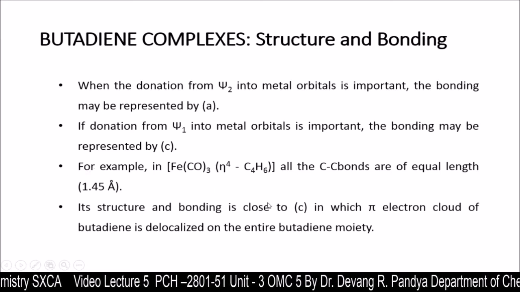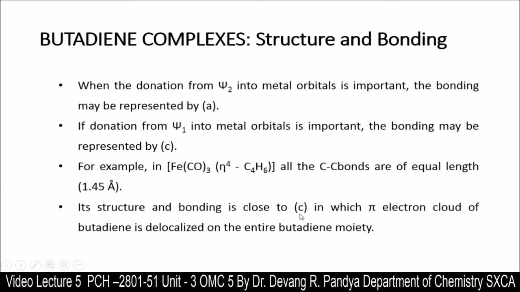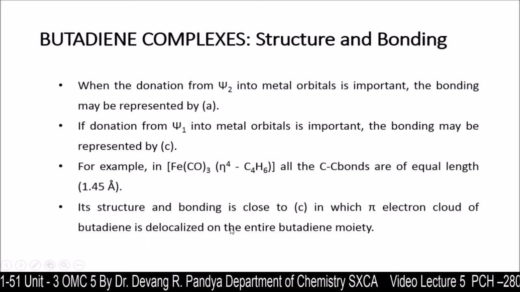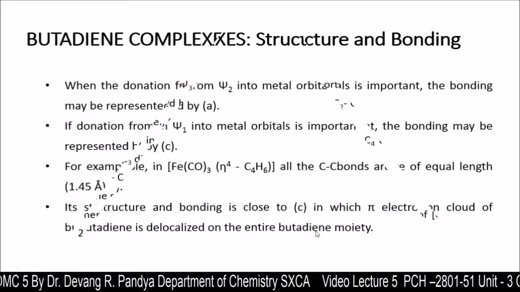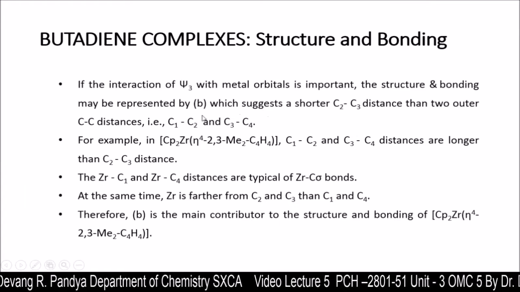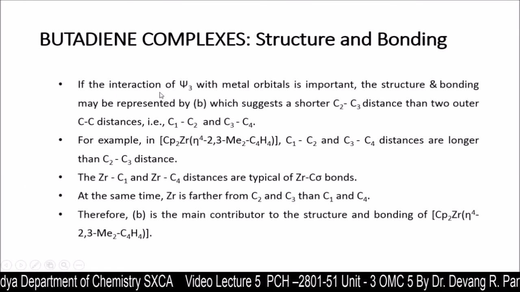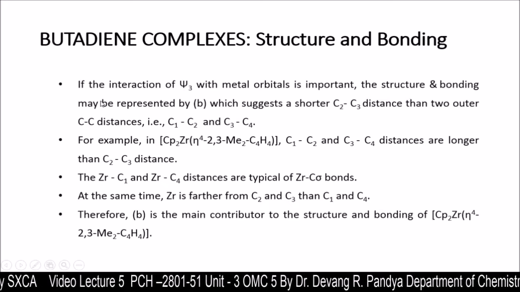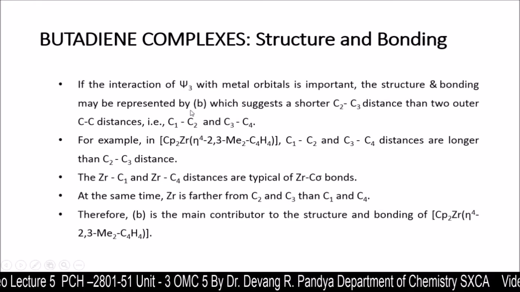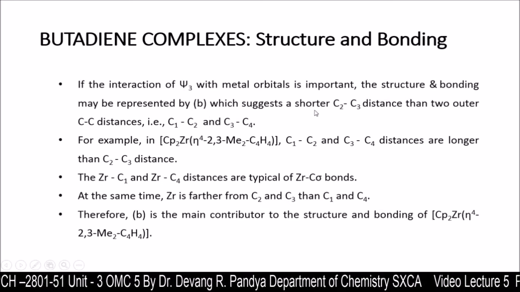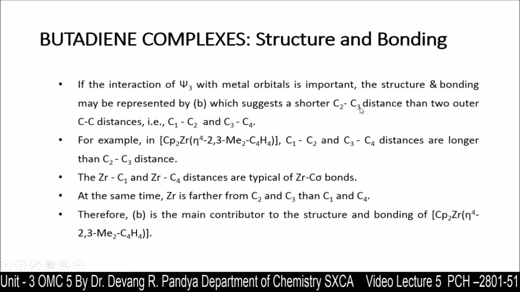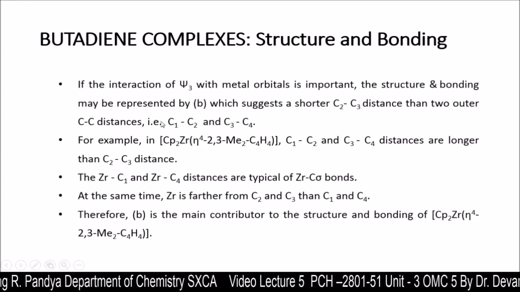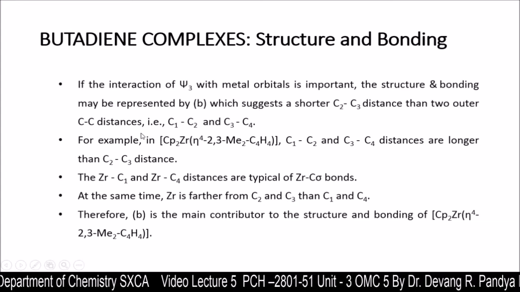Its structure and bonding is close to structure C, in which the pi electron cloud of butadiene is delocalized over the entire butadiene moiety. Now here you can see, if the interaction of psi3 with metal orbitals is important, the structure and bonding may be represented by structure B, which suggests a shorter C2-C3 distance than the two outer C-C distances, that is C1-C2 and C3-C4.